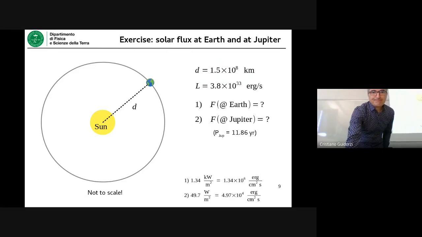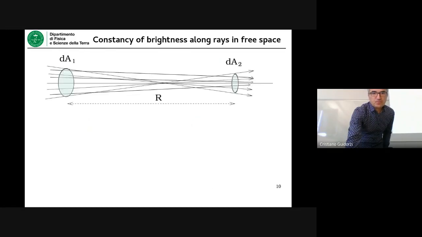So moving on. This is another very important property, which somehow might sound counterintuitive for reasons that we'll see in a moment. So let's set the stage. Let's comment on this figure. Let's suppose you have two surfaces, two elementary surfaces at some distance, which I call capital R. We call these two elementary surfaces dA1, dA2.